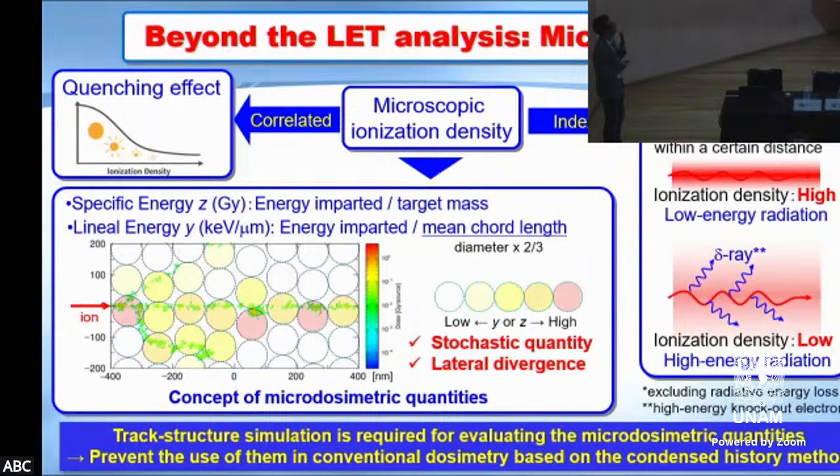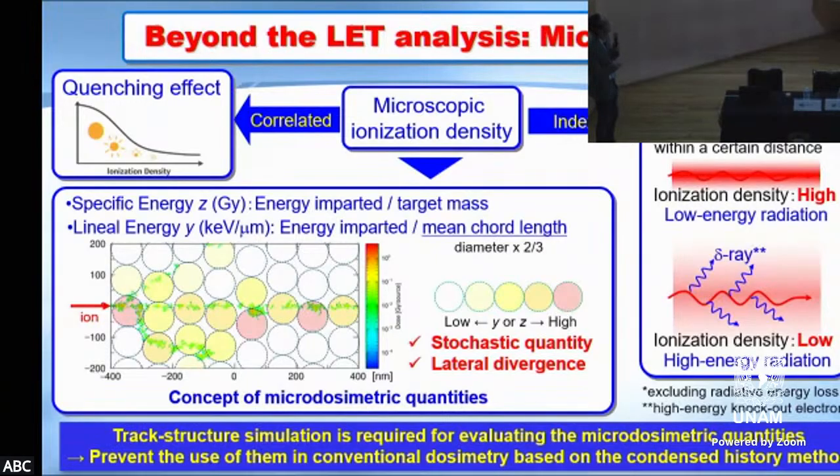However, the actual quenching effect should correlate with the microscopic ionization density, and the LED is just an index of it. So LED is defined as a mean energy transfer within a certain distance. So it cannot express the difference of ionization density of low energy radiation and high energy radiation with the same LED, because high energy radiation produces more delta rays to the lateral directions. So actual ionization is lower for high energy radiation.